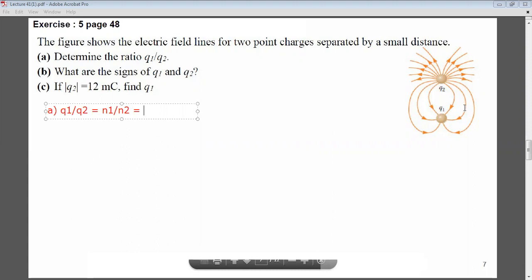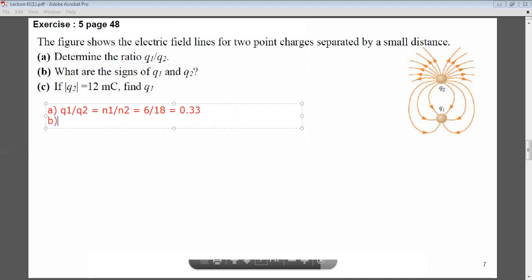Now we count N1. How many field lines? 1, 2, 3, 4, 5, 6. So it is 6 over the other one: 1, 2, 3, and so on up to 18. And this is 0.33. Okay, so we got the ratio.